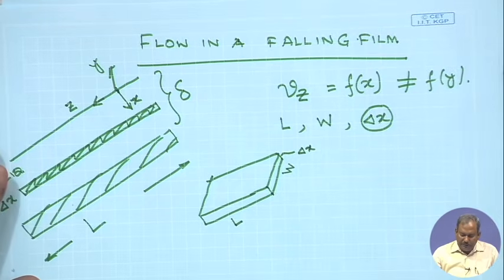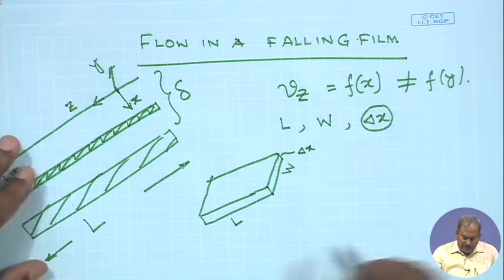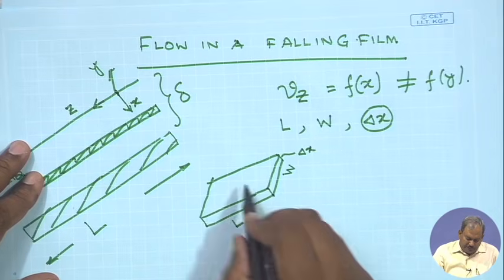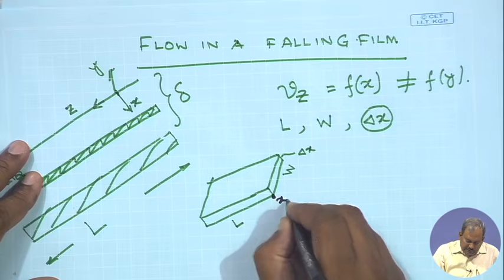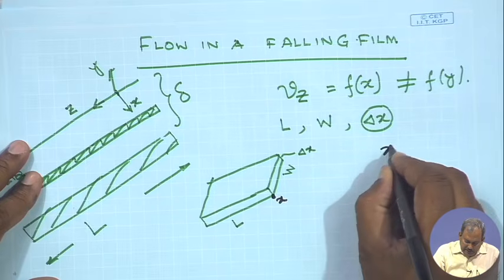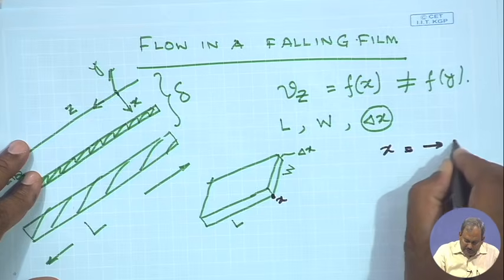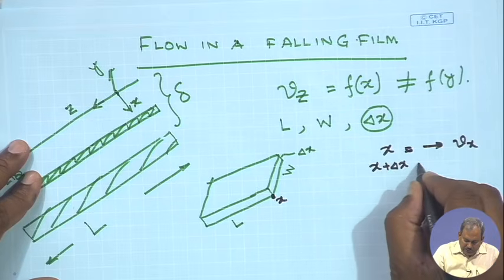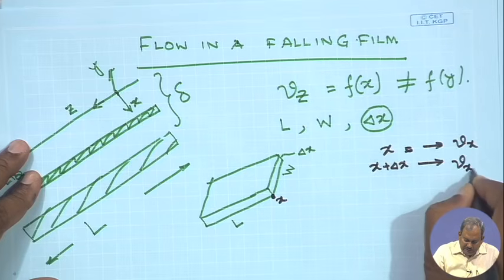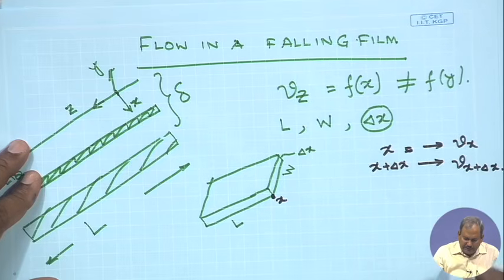We are going to make the momentum balance in this case. The velocity at this is at x. So, velocity at x is equal to Vx, and let us say velocity at the upper layer of this control volume, that is at x plus delta x, is denoted by Vx at x plus delta x.